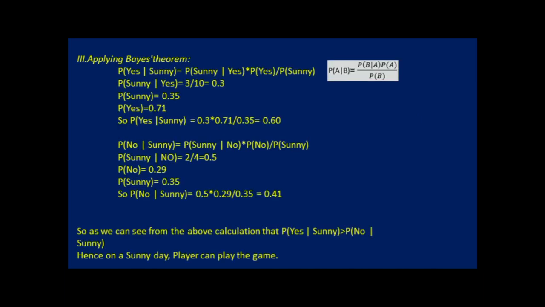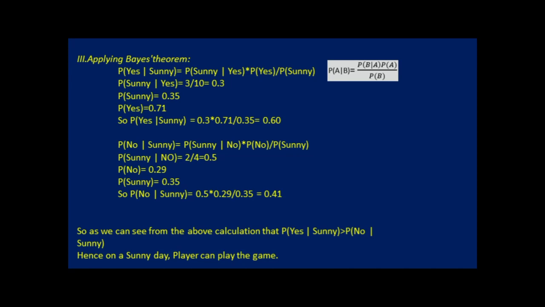Then next we are going to apply the Bayes algorithm. What is the Bayes algorithm? P of A given B is equal to P of B given A into the probability of A, divided by probability of B. Here we are going to apply it for sunny. Whether the weather condition is sunny, can we play or not? So we apply A for yes, and sunny for B.